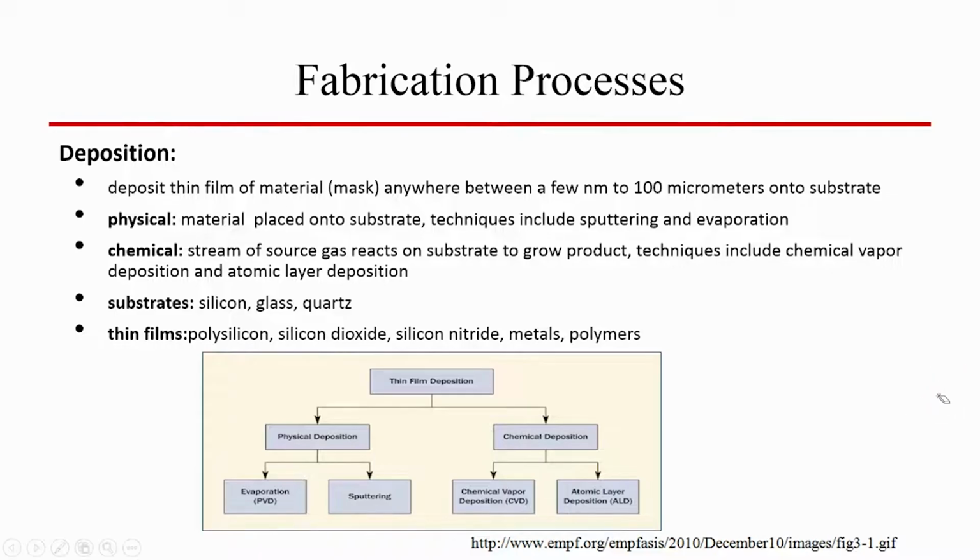In physical vapor deposition, the material is placed onto the substrate. Techniques include sputtering and evaporation. We will see both the techniques. If you see the film deposition, in particular thin film deposition, then you have physical vapor deposition and then you have chemical vapor deposition, right. In physical vapor deposition or physical deposition, you have evaporation and then you have sputtering, correct.